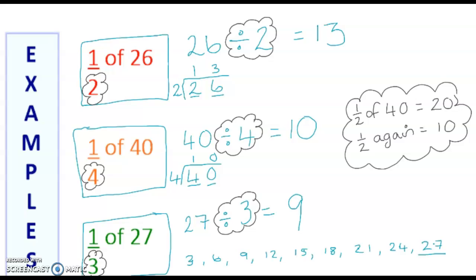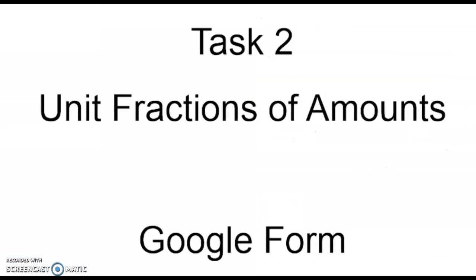Perfect, I would need to divide by 5. You might want to just write that down to help you with the next task. So for task number 2, I want you to have a go at the Google form Unit Fractions of Amounts. Spend some time using your times table grid or trying out your bus stop method to choose the correct answers. Give yourself about 10 minutes on this task and then come back for the final part of the lesson.